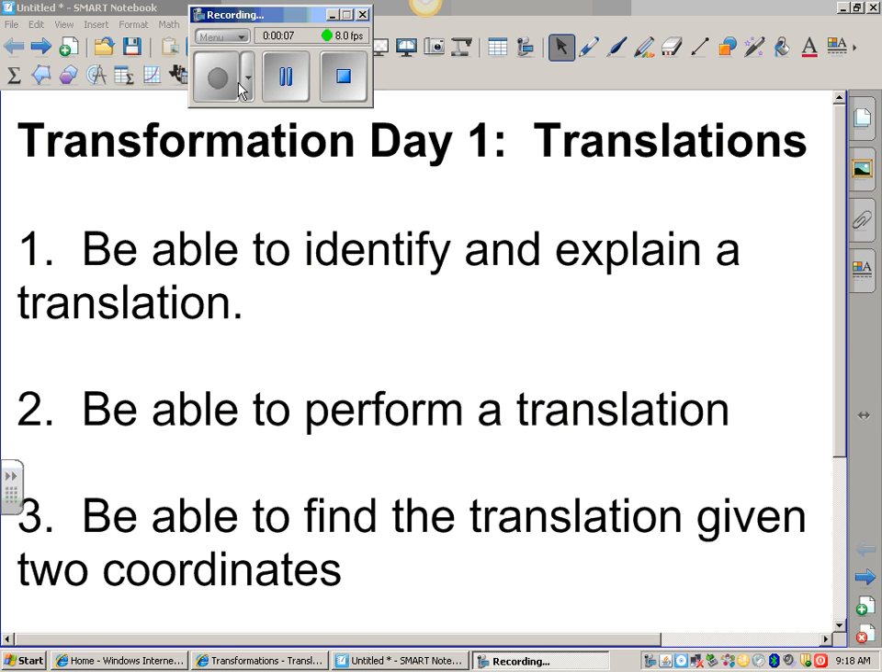The three things you need to understand before the end of this video are: 1, be able to identify and explain a translation. 2, be able to perform a translation. And 3, be able to find the translation given two coordinates. You might be asking yourself, well, what is a translation?